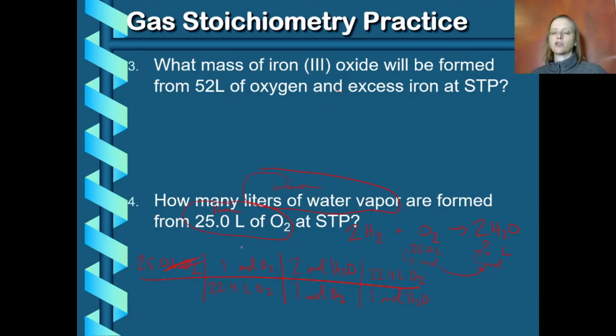My liters of oxygen cancels out. My moles of oxygen cancels out. My moles of water cancel out. And I'm left with liters of water as my units. And when you do the math, 25 times 2 times 22.4, but divided by 22.4, you get to 3 sig figs, 50.0 liters of water. I hope this helped.